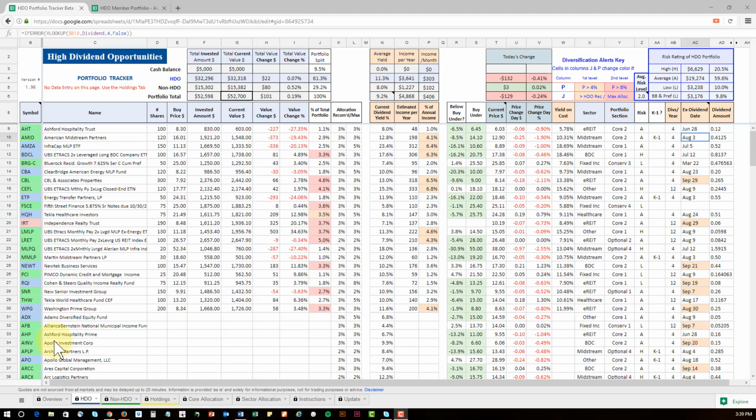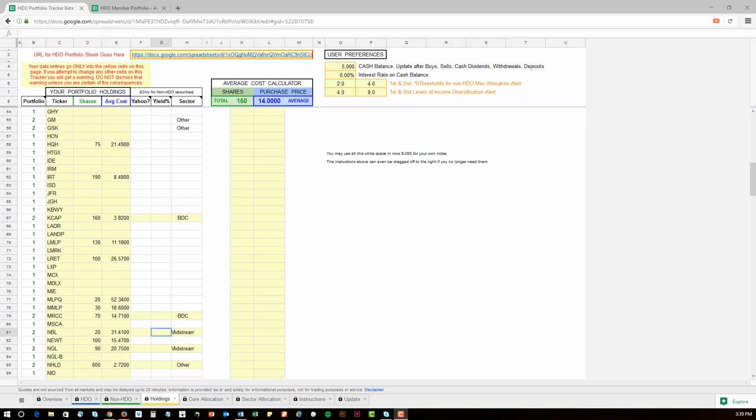But let's take a look now at the fourth tab, the Holdings tab. The Holdings tab is the data entry page for the user's investment information. It's the only place on the spreadsheet where information will be entered. The table is pre-populated with all the current HDO portfolio securities.